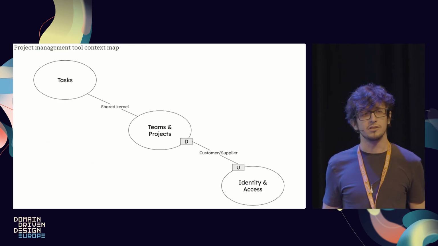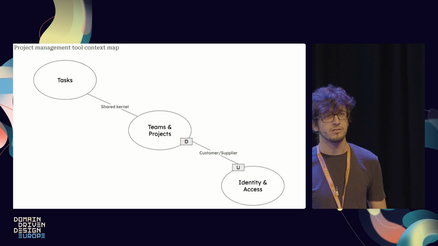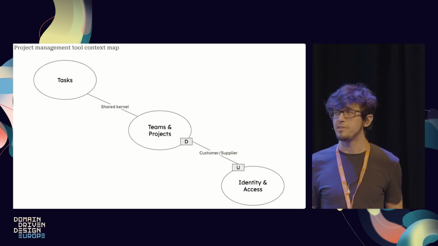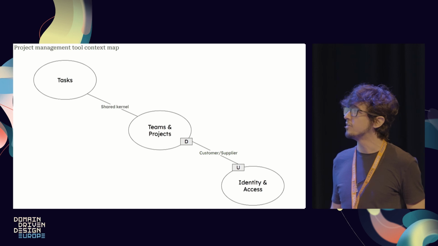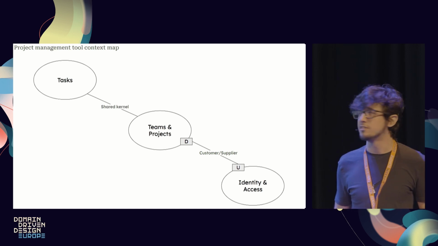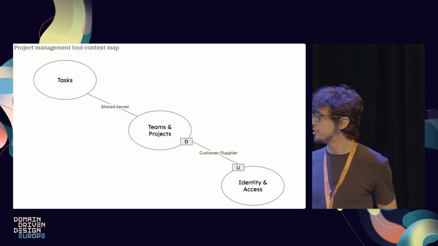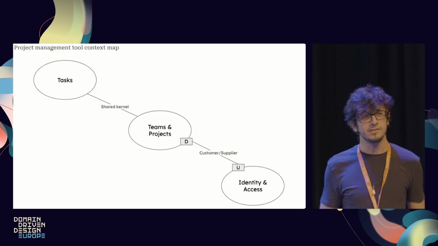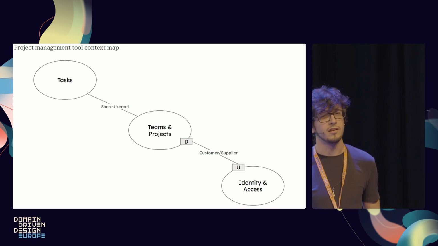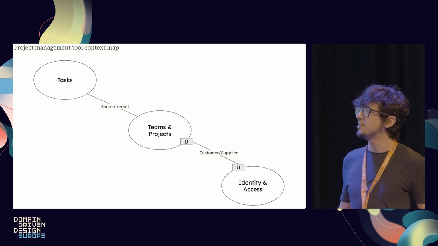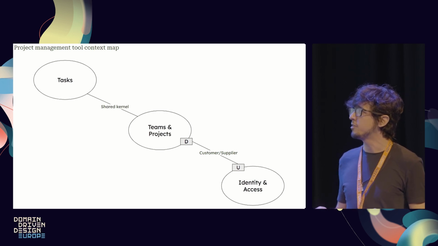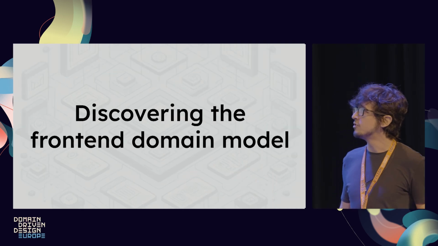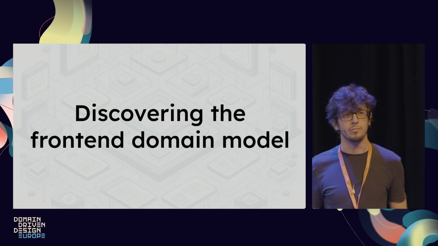So after some conversation with the people on the team and the UX team and the product people, they got to elaborate this context map for the project, where you have the task-bounded context, the teams and project-bounded context, and then the identity and access-bounded context and their relation. But you can see that we don't have the front end there. Like, it seems like we shouldn't think about it, but if you think about it, we don't see where the front end would fit in this case. So how do we discover the front end domain model?